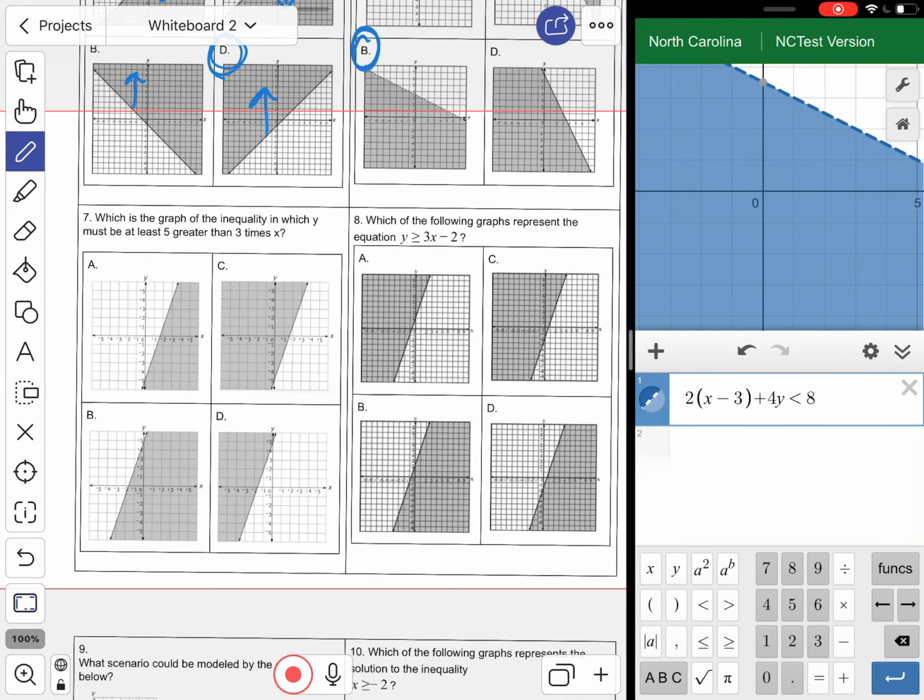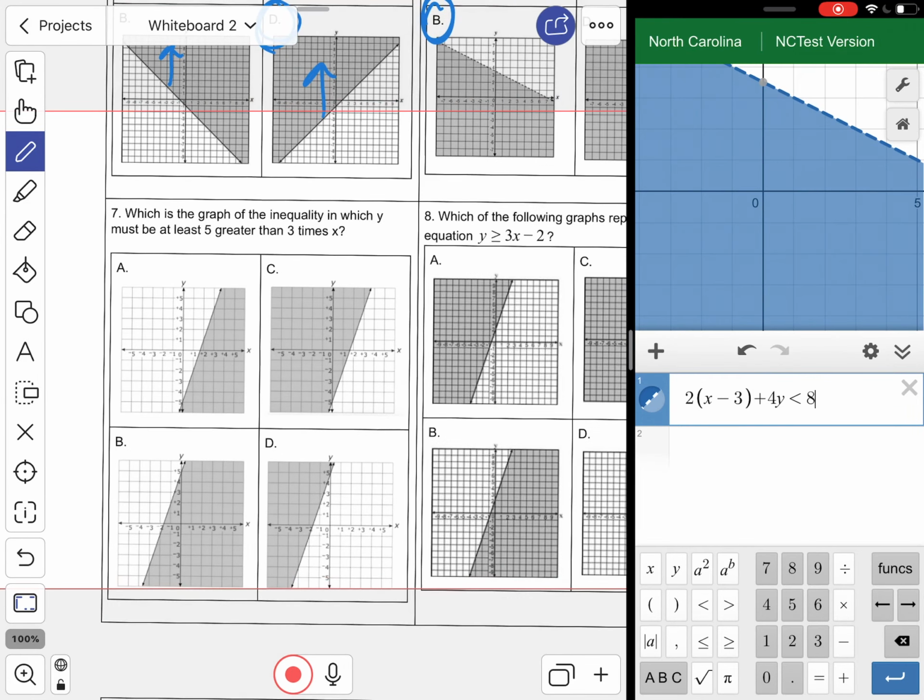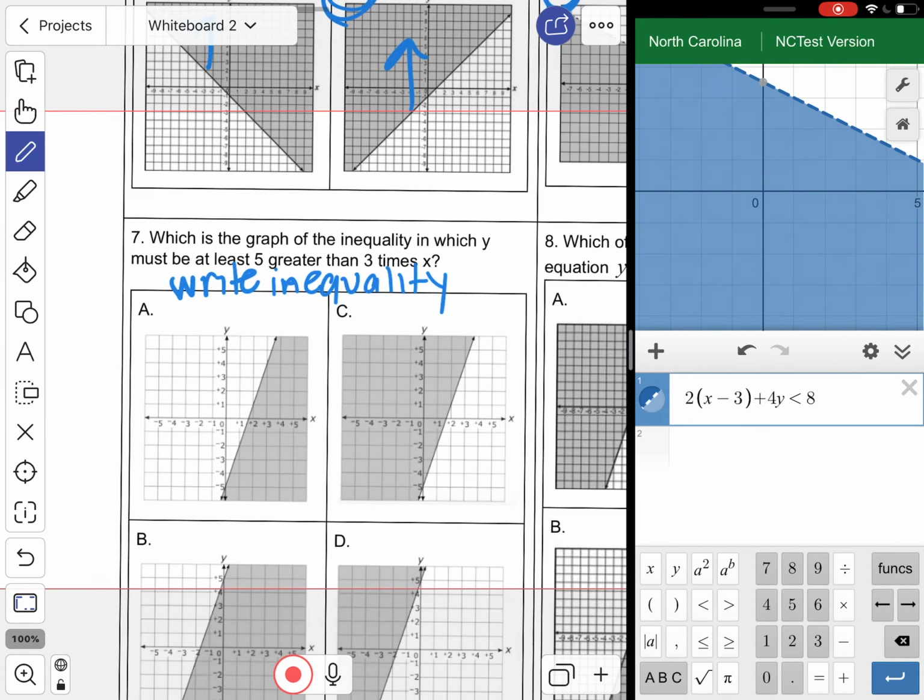Now 7 is one that students normally struggle with because they don't give you the equation. You actually have to write your equation, or excuse me, not your equation, your inequality. If I write my inequality, you're going to have to read this and identify some keywords here. So it says in this problem, an inequality in which y must be at least. So if I say I have at least $5, that means I have $5 or more. So at least means greater than or equal to.